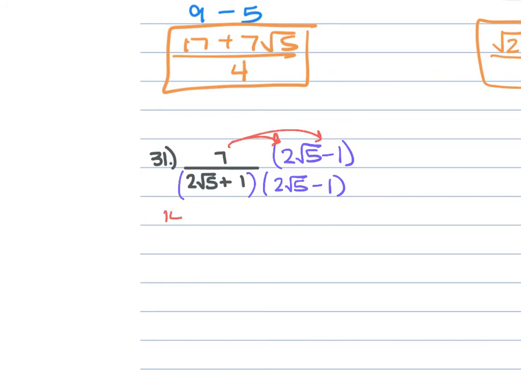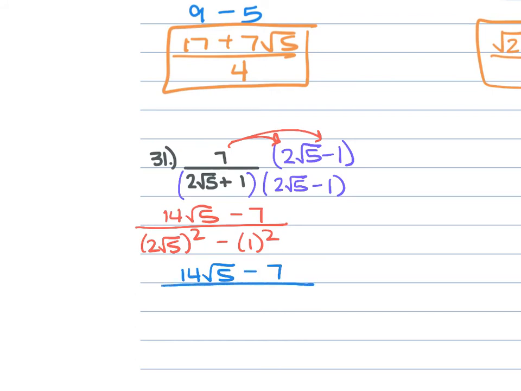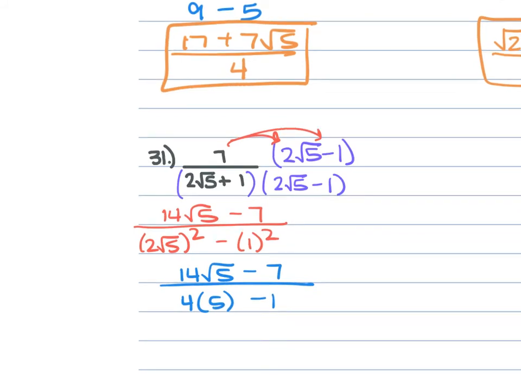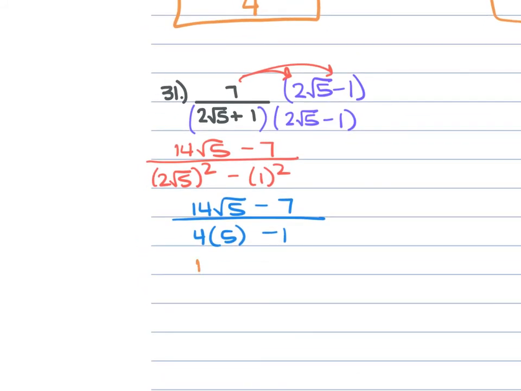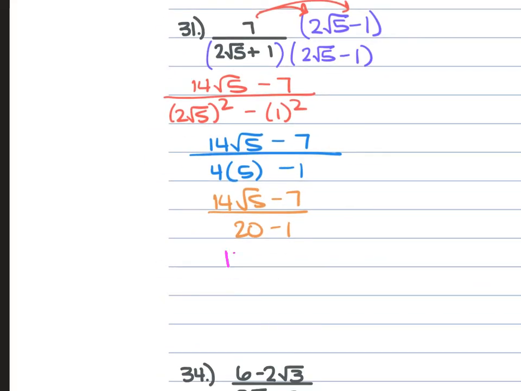We're going to be left with 14 square root 5 minus 7 all over 2 square root 5 squared minus 1 squared. So we have 14 square root 5 minus 7 over 4 times 5 minus 1. The 4 times 5 is 20. So 14 square root 5 minus 7 all over 20 minus 1 is going to leave us with a final answer of 14 square root 5 minus 7 all over 19.